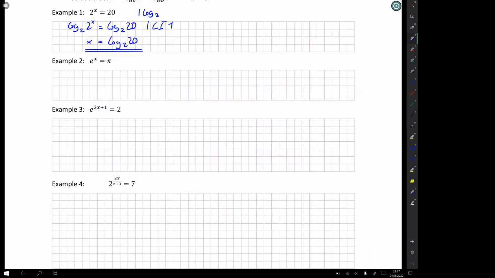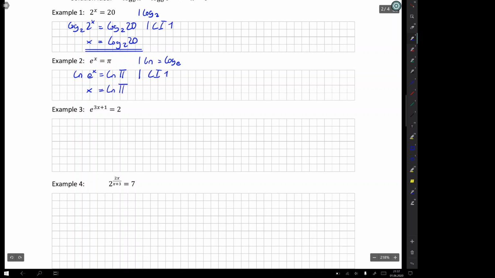Now apply this idea to solve example 2. Stop the film. And here comes the solution. Well, we take the logarithm to base e, which is the logarithm naturalis. So we get ln of e to the power of x equals ln of pi. And again, using this logarithmic identity 1, we have ln of e to the power of something is log in base e of e to the power of something, so it's just the x.